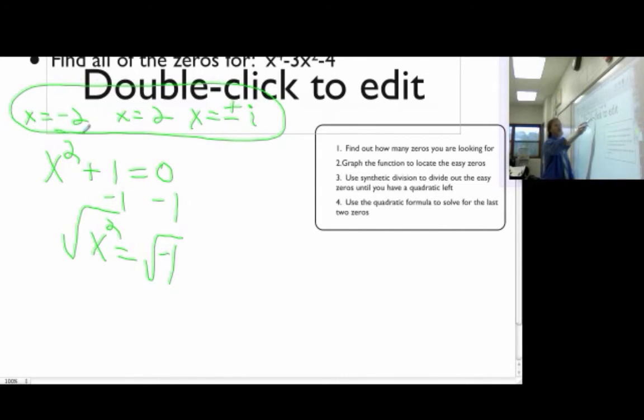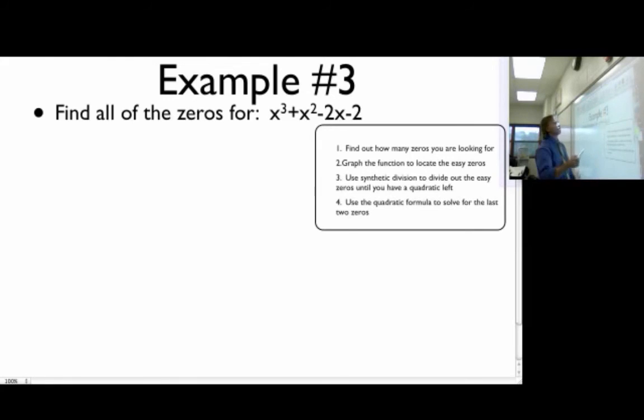We were looking for 4 roots. You found 1, 2, 3, 4. The next one we have to use the quadratic formula, so just so you're all excited about it.